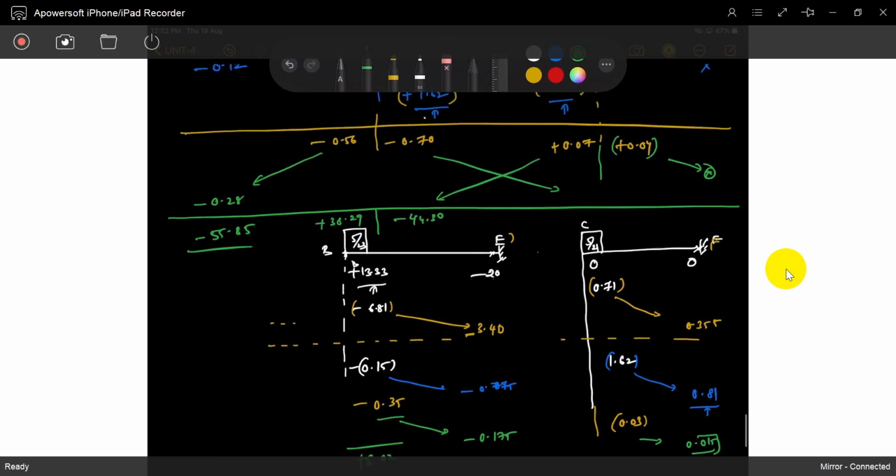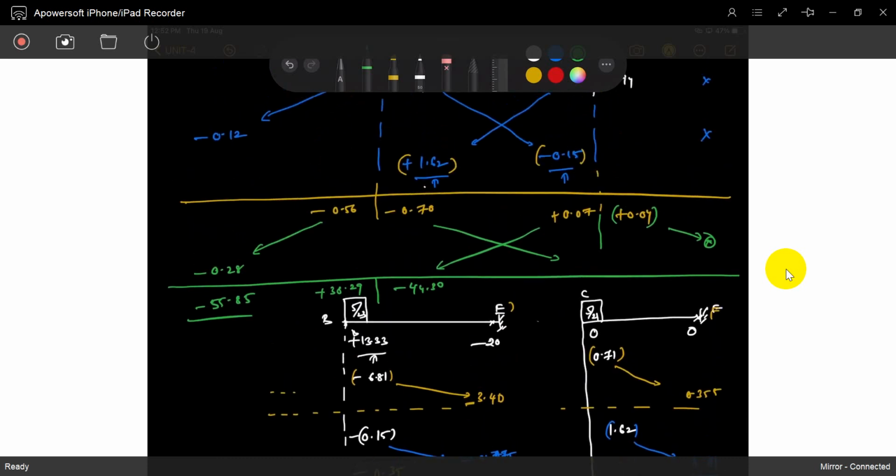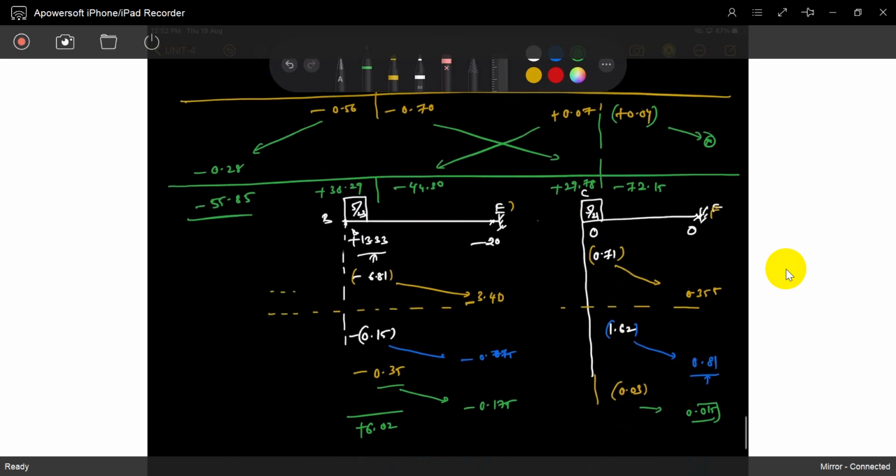But the total moment at joint C is 40. So now we can add it. CB you will get plus 29.78. CD you will get minus 72.15. CF you will get very small, 0.71, 1.62. CF is 2.37. Now we will add those three.